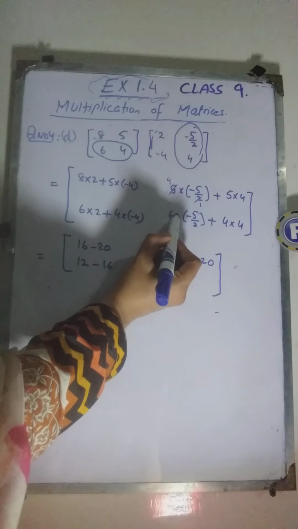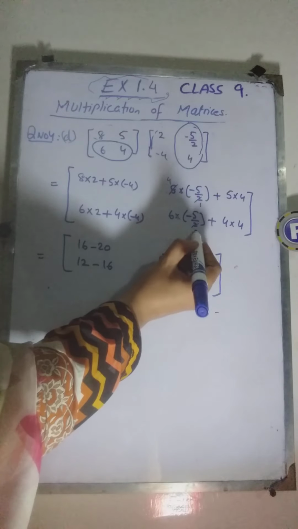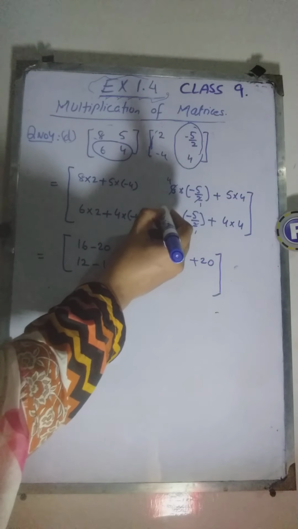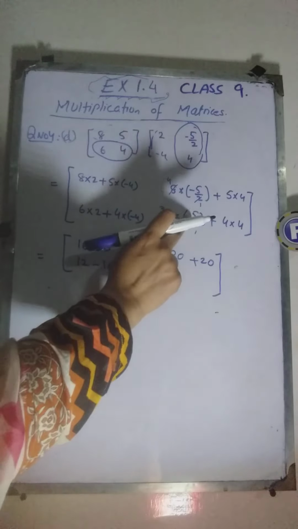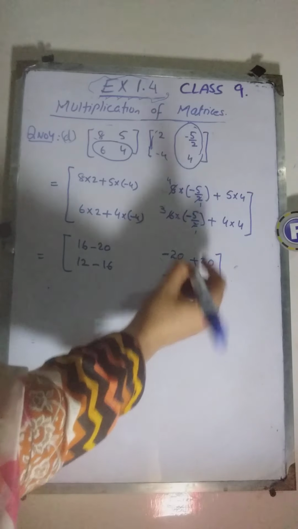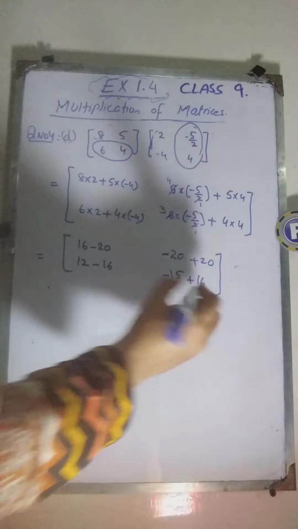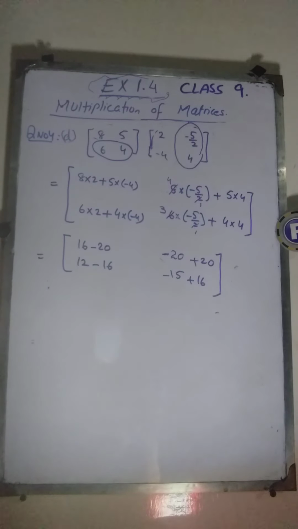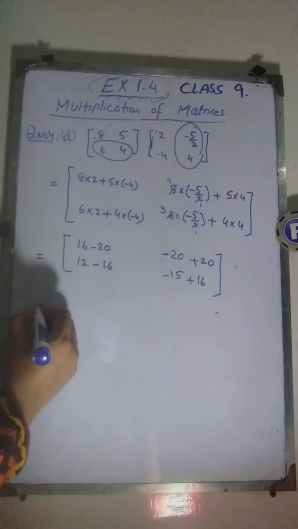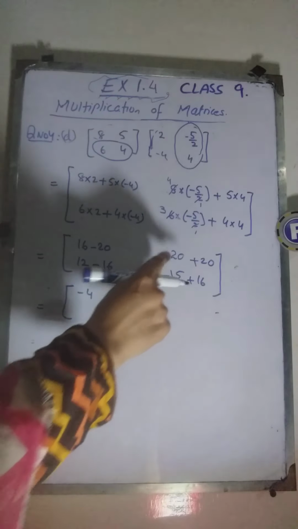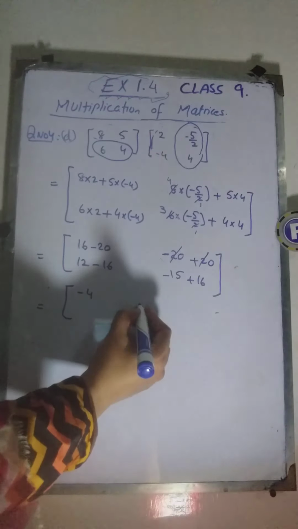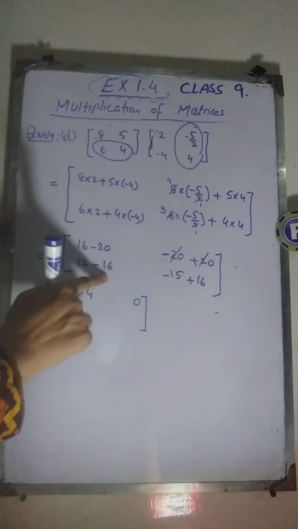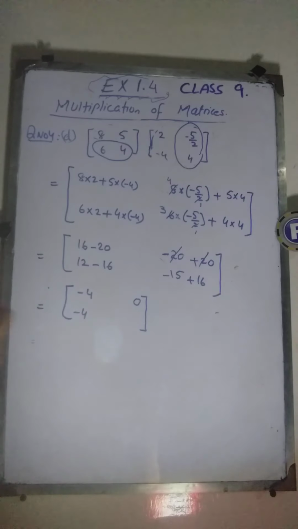Again here we have multiplication and we are dealing with fractions. 2 will cancel 6 out, 2 3s are 6. 3 into negative 5 will be negative 15 and 4 4s are 16. 16 minus 20 will be negative 4. Negative 20 plus 20 will be 0, and 12 minus 16 will be negative 4. 15 plus 16 will be 1. So this is going to be the answer of question number 4, part D.